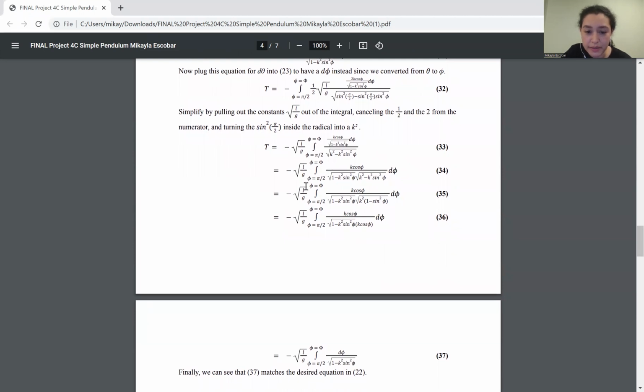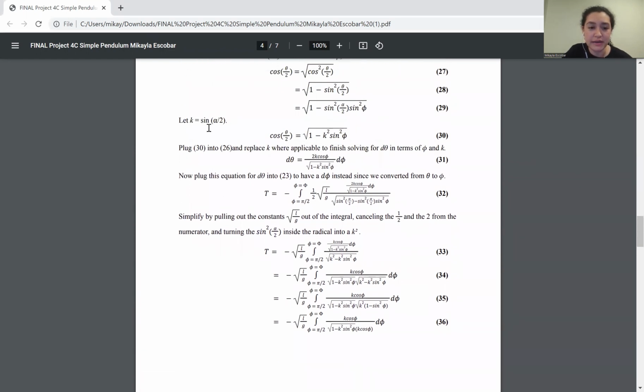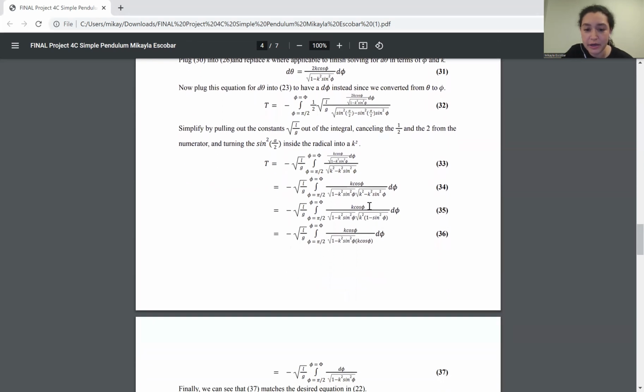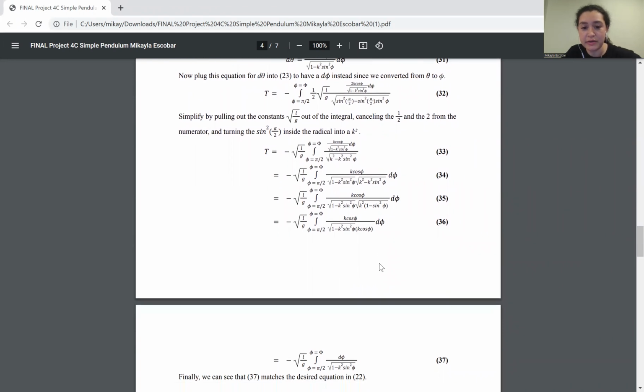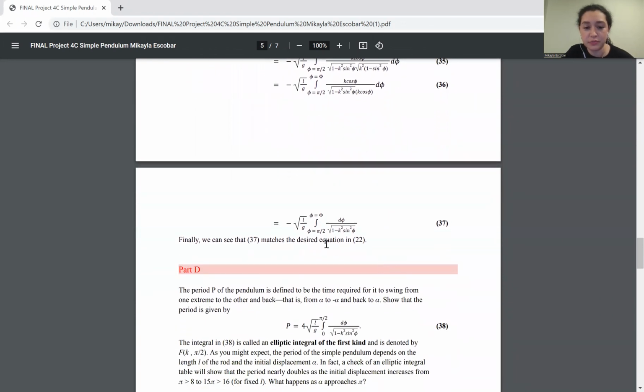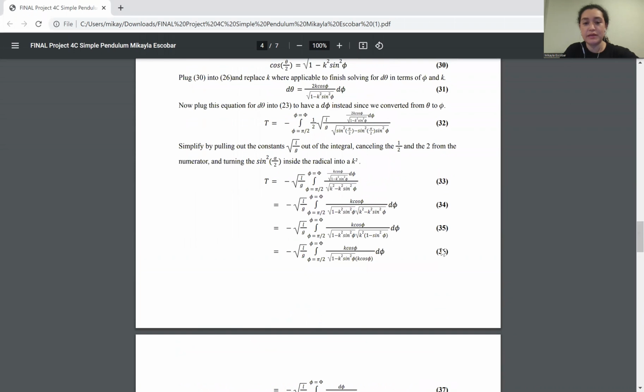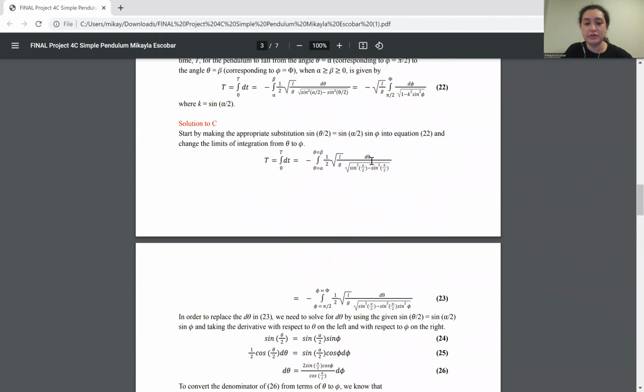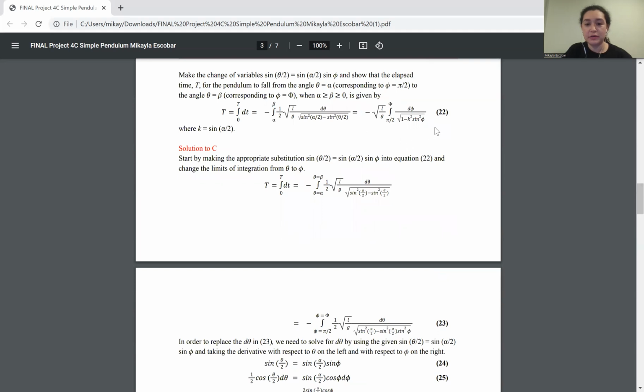So we're going to replace everything where we see alpha over 2 with a k, and it kind of helps clean things up. By the end of the simplification, we're going to get the desired equation, negative square root of L over G from phi equal to pi over 2 to phi equal to big Phi. And that matches what we need in equation 22, so it matches this one up here.